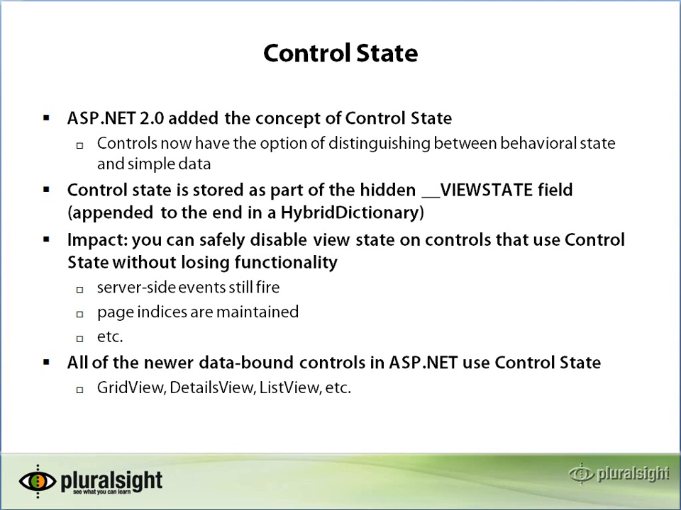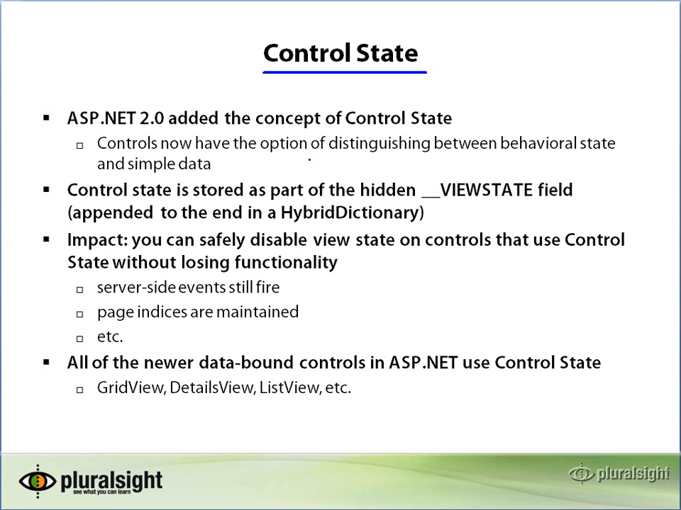There is one other feature I would like to discuss relating to ViewState, and that is control state. So control state was a feature that was added with the 2.0 release of ASP.NET. And the goal behind control state is to give control developers another state repository in addition to ViewState that cannot be disabled. The motivation behind this was that many of the data binding controls in ASP.NET 1.1 and earlier sort of broke when you turned off ViewState.